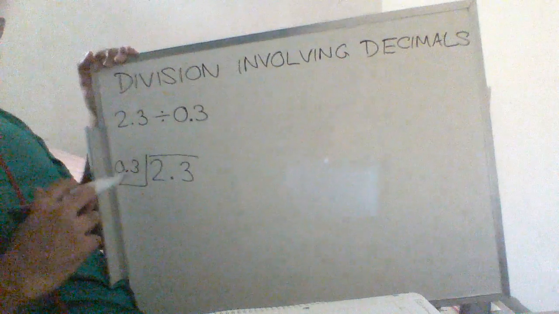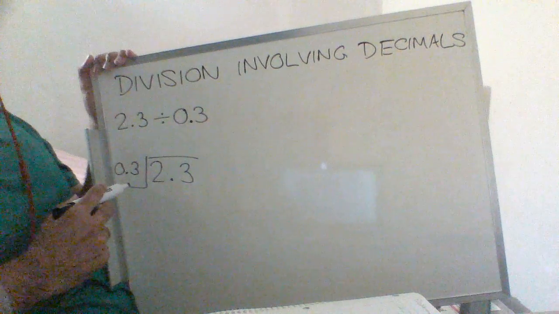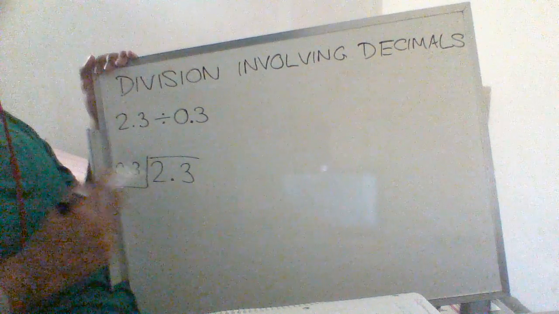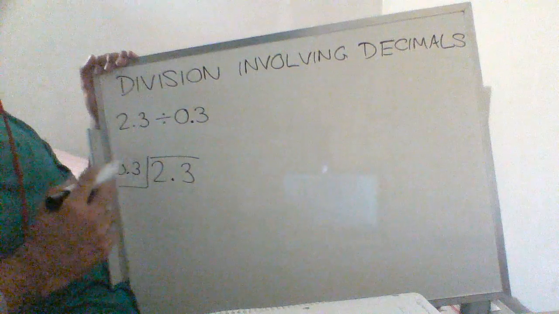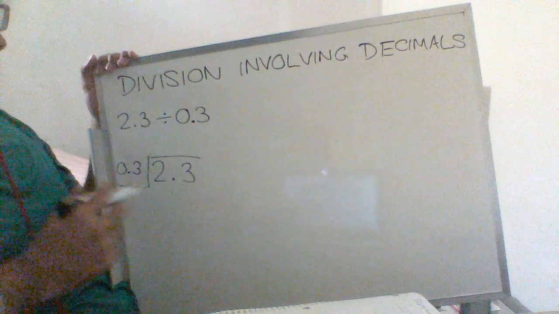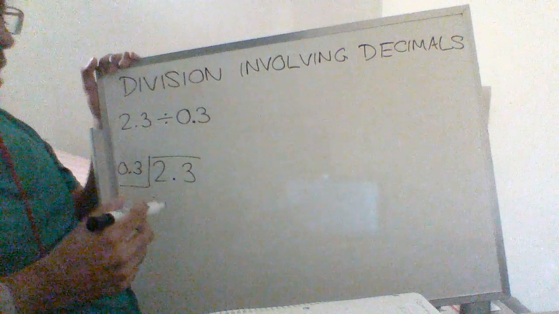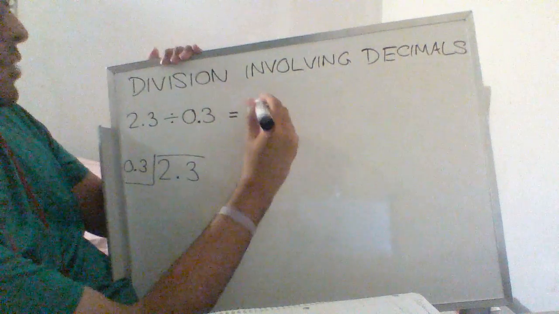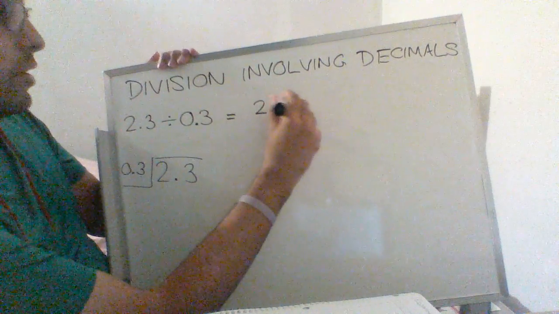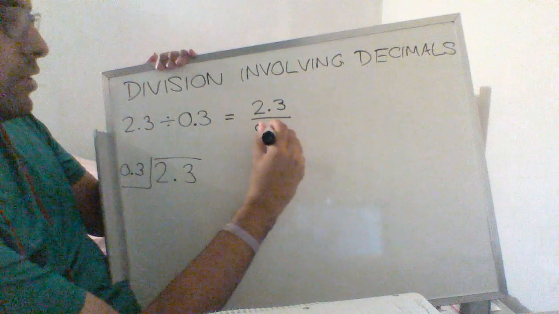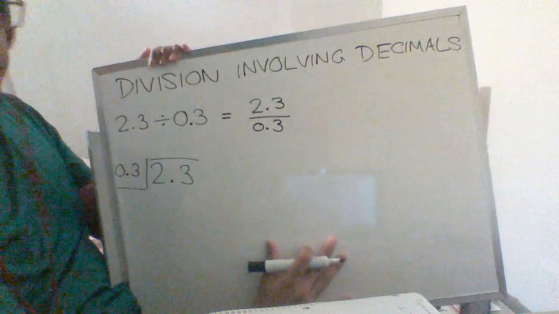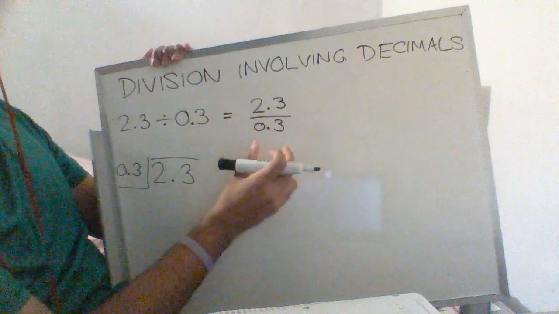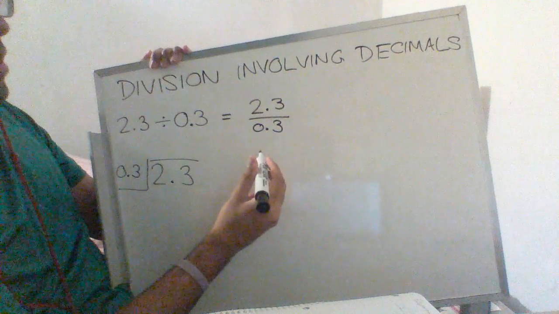However, we don't want to be working with a decimal number in our divisor. Ideally, we want this thing out here to be a whole number, and that'll make things a lot easier for us once we can get that. So if you look at this, basically we could rewrite this as a fraction. We could write this as 2.3 divided by 0.3, like that. Right? That's the same thing. This line here, when you write it as a fraction, that implies division. So we've got 2.3 divided by 0.3.